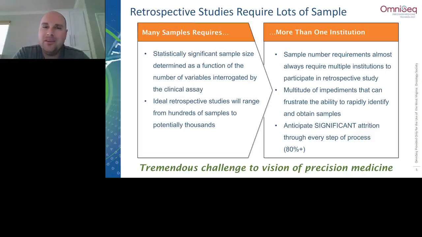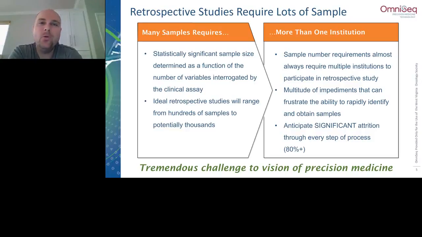Now, the number of variables will have a resulting impact on the size of the study that you need to conduct. The typical rule of thumb is the more variables that the assay is interrogating, the larger the sample size needs to be in the retrospective study.